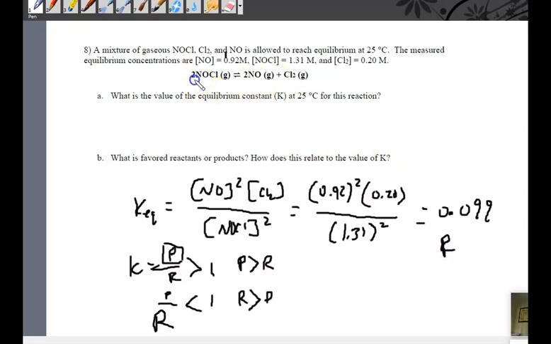This side of the equation is favored. That means I have a lot more of this. I have 10 times more of this, or 9.9 times more of this than I do of this. So that means that the reactant side is favored. How does this relate to the K value? So I just told you, if it's less than 1, it's the reactant side. If it's greater than 1, it's the product side. Okay, there also is no unit for this. So it's just a number. It's just kind of telling you how many more times one side of the equation is favored over the other side of the equation. All right.